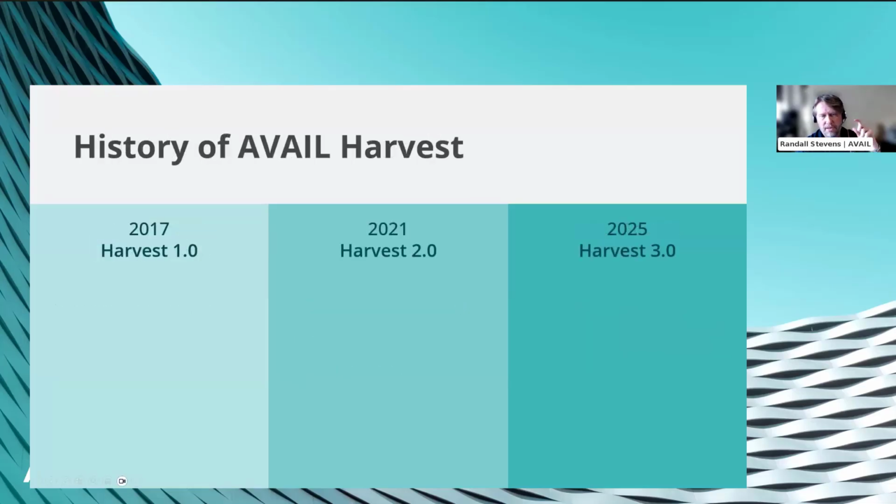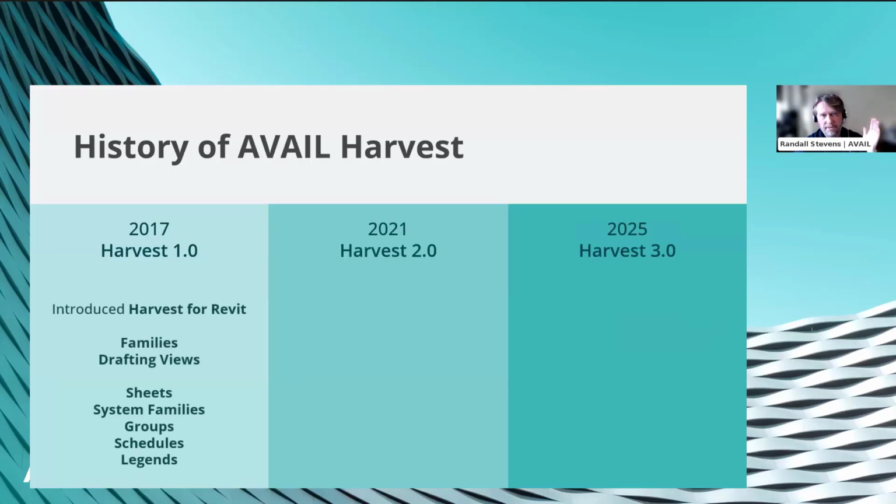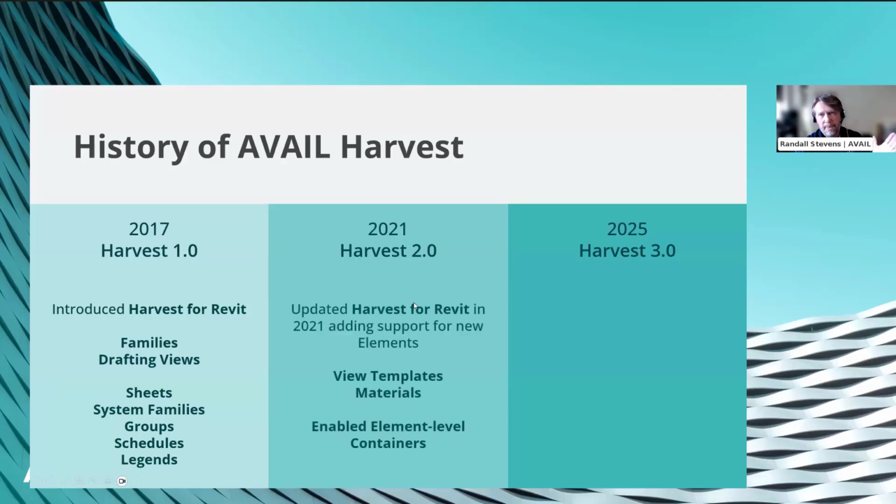So just the quick history, we've been working on versions of this harvest for Revit for quite a while. When we first introduced the AVAIL platform product, Harvest was there within months of us introducing that. And as an example, inside of Revit, over time, we started out with just families and mainly trying to get drafting views out of RVT files, but added sheets and system families and groups. Basically, everything that's not a family in Revit language is difficult because it has to be stored in an RVT file. In 2021, we did the second kind of major upgrade to that Harvest platform tools.